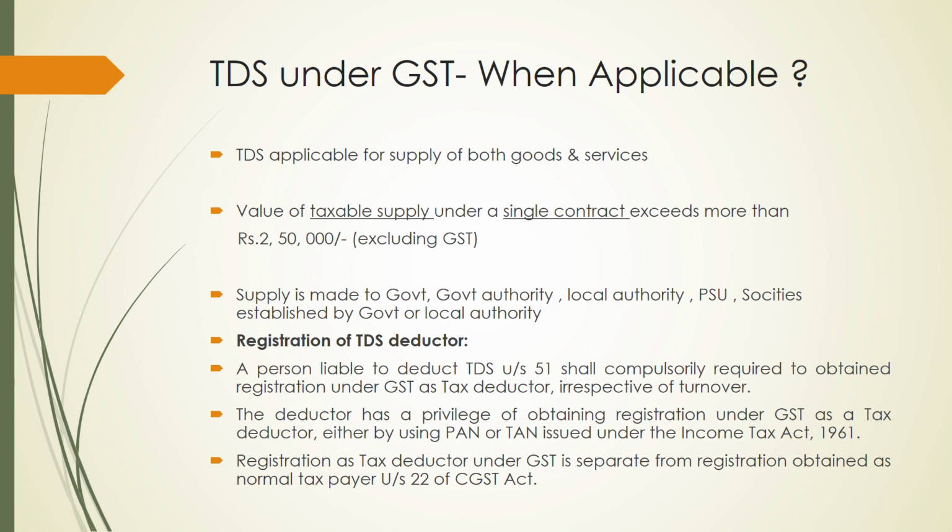So to whom is it applicable? It applies to both goods and services, and this provision is attracted when the value of taxable supply under a single contract exceeds rupees 2,50,000, and this 2,50,000 amount is excluding GST. When the supply is made to government, local authority, government department, public sector undertaking, or societies established by the government or local authority, in those cases, when these authorities make payment to the supplier, they need to deduct TDS under the GST Act.